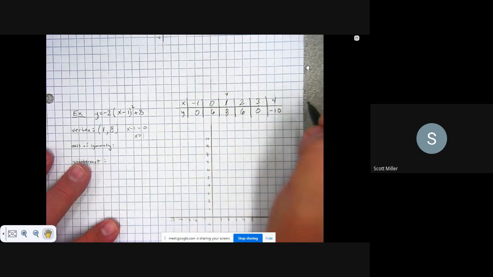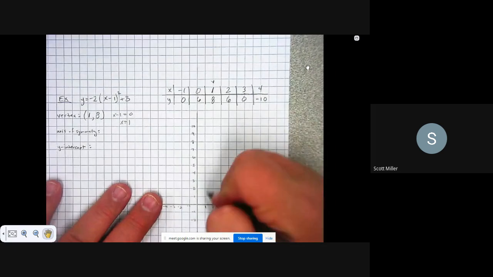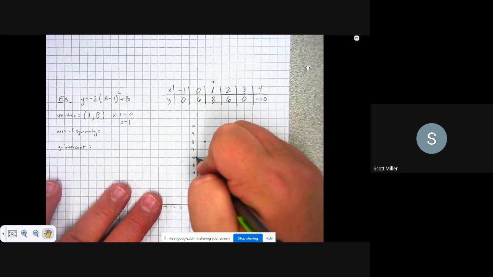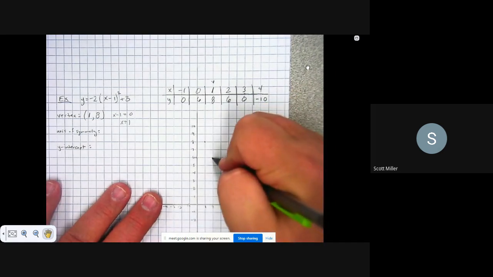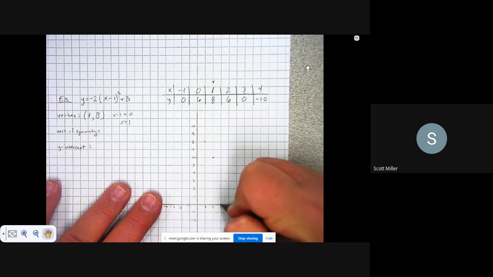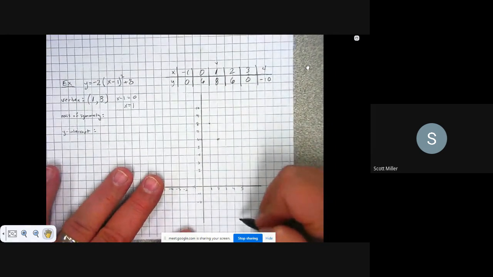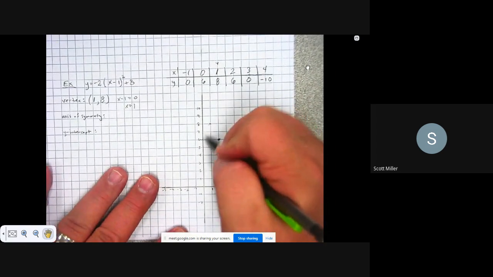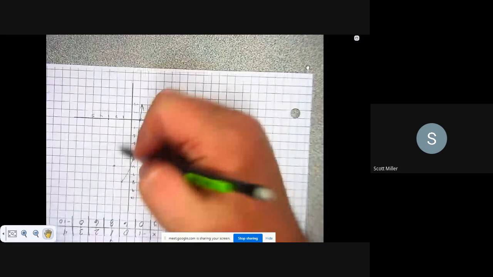Once your table is filled in, we come down here and we draw our picture. Label your points: 1, 8, 0, 6, -1, 0, 2, 6, 3, 0, and 4 was -10, but I can't graph -10. I don't have enough room, so that's enough. Just know that you aim for -10 as you go around. Draw your curve. Make sure you can hit all these points. Aim it down.